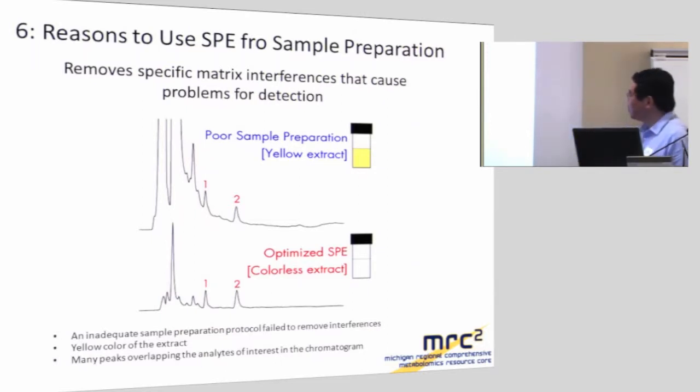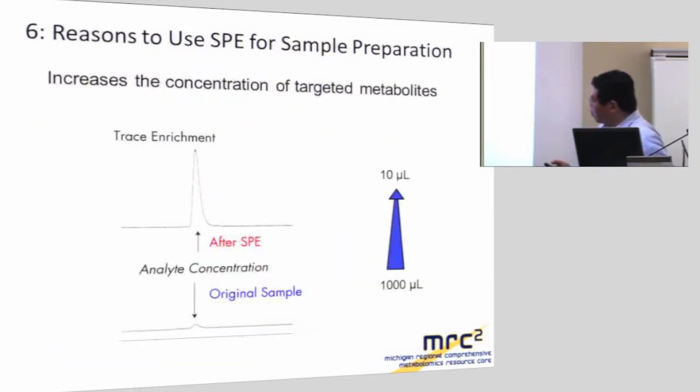Because solid phase extraction, first of all, will eliminate the interference. For example, you want to see compound 1 here, but because of the background of the matrix, peak 1 is not fully detected. However, if you use eluent from solid phase extraction, you can see the color become colorless, and there is a very clear signal-to-noise peak for detection.